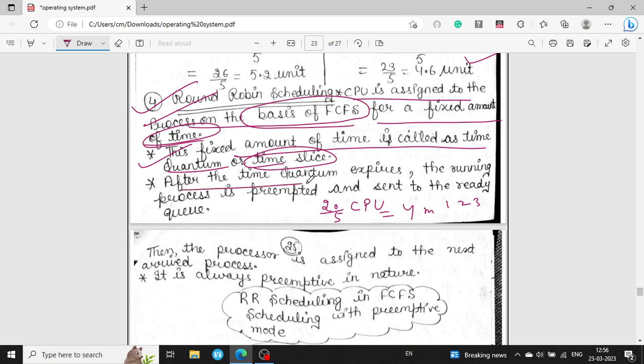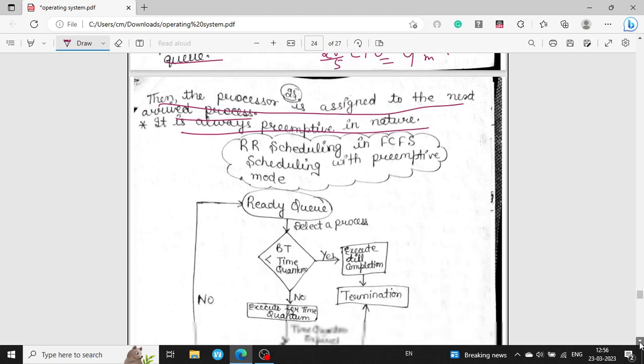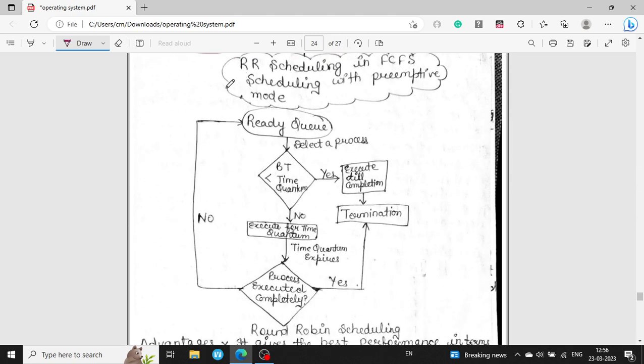Now, after the time quantum expires, the running process is preempted and sent to the ready queue. Then the processor is assigned to the next arrived process. It is always preemptive in nature. In round robin, we use the preemptive mode by default. You can see this figure, round robin scheduling and first come first serve scheduling with preemptive mode.